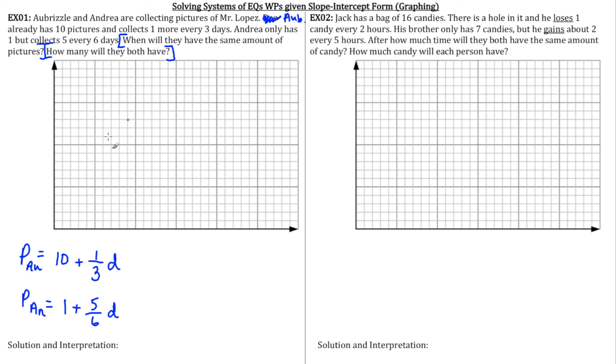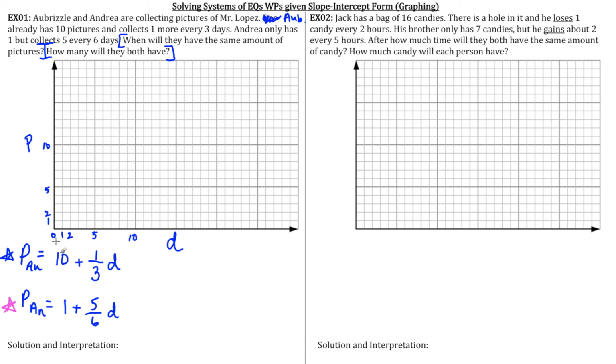And so all I have to do is graph these. I'll make this one pink, and I'll just leave that one blue. So the y-axis will be the number of pictures, and the x-axis will be the number of days. So let's make sure we label how we're counting. So 1, 2, this goes 5, this is 10. And then 1, 2, that's 5, and that's 10.